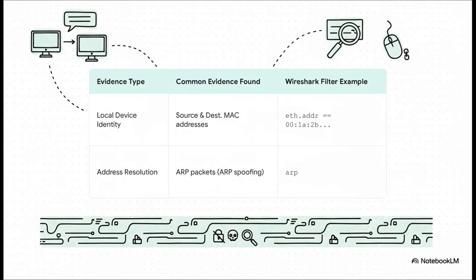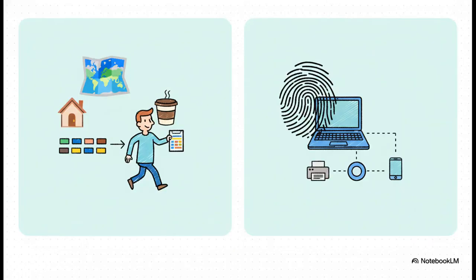At layer 2, we find a totally different kind of address, the MAC address. Now, this isn't a mailing address. It's more like a unique serial number or a fingerprint that's literally burned into the physical network card of a computer or a phone or a server. This is the golden ticket. It's the evidence that lets an investigator say, it wasn't just some computer on our network, it was that specific laptop. So what's the difference between an IP and a MAC address?